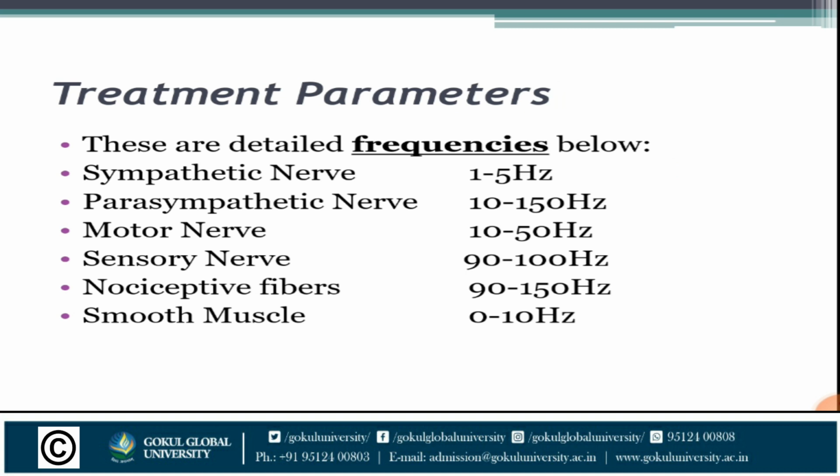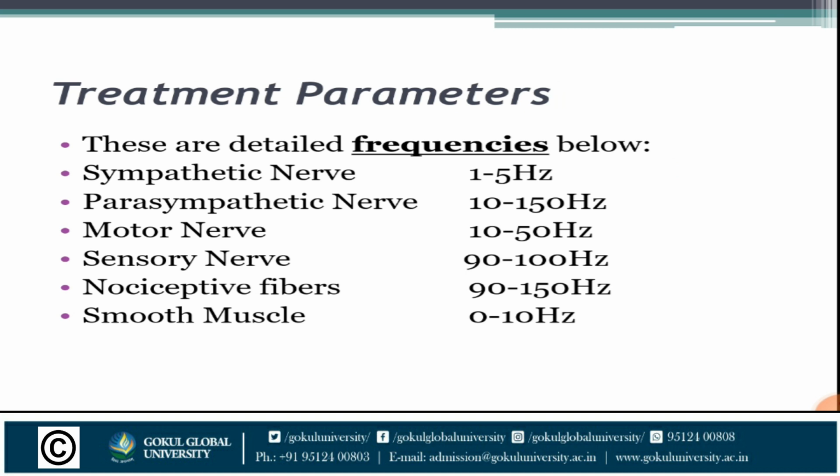Treatment parameters. According to the affection, we are using different types of parameters. For sympathetic nerve stimulation, we are using 1 to 5 Hz. For parasympathetic, 10 to 150. For motor, 10 to 50. For sensory, 90 to 100. For nociceptive fibers, 90 to 150. For the smooth muscle contraction, 0 to 10 Hz.